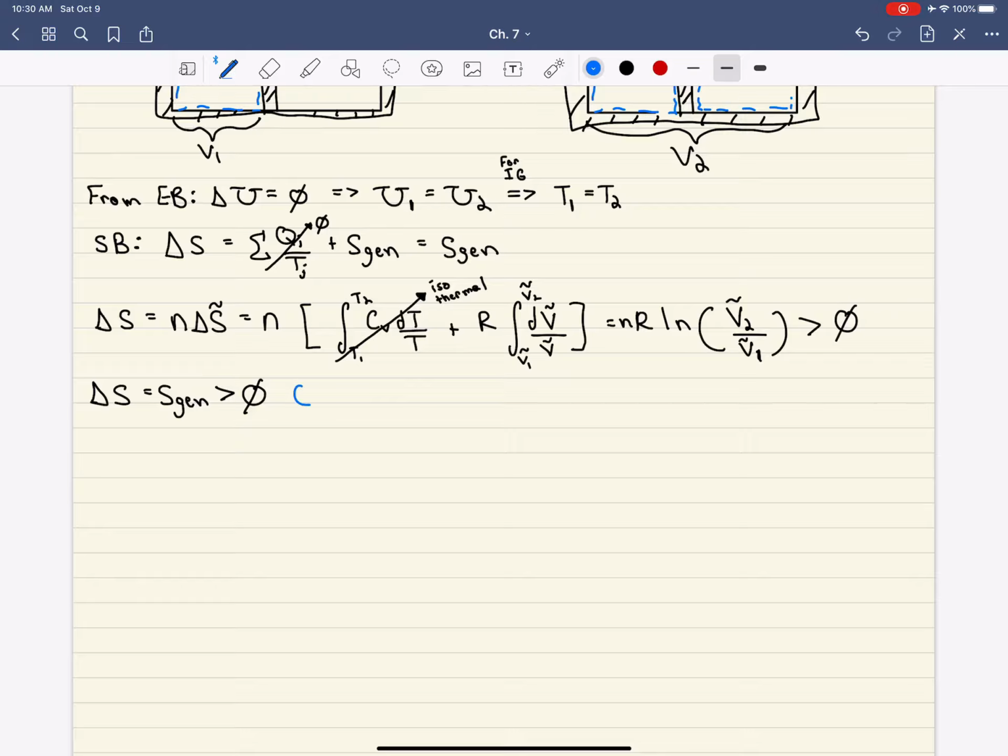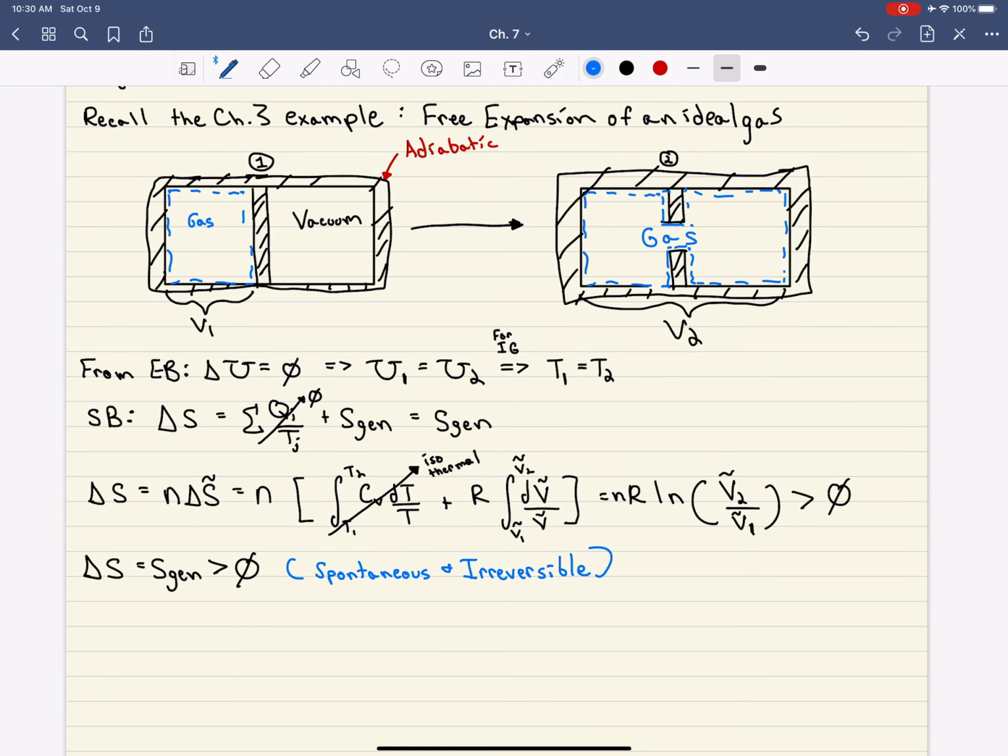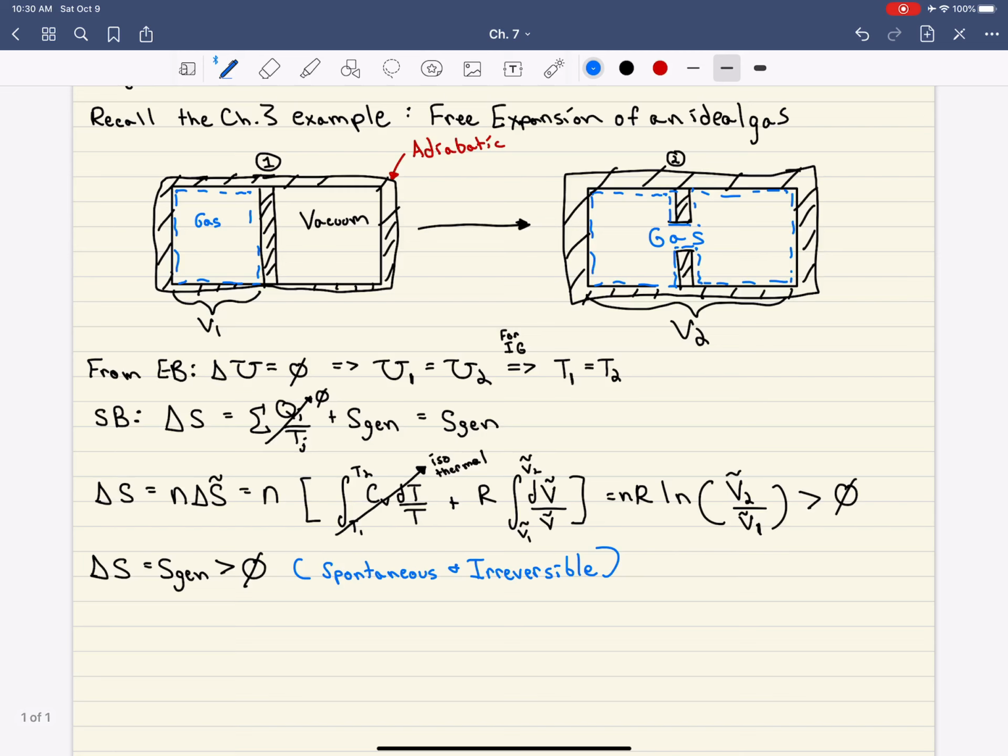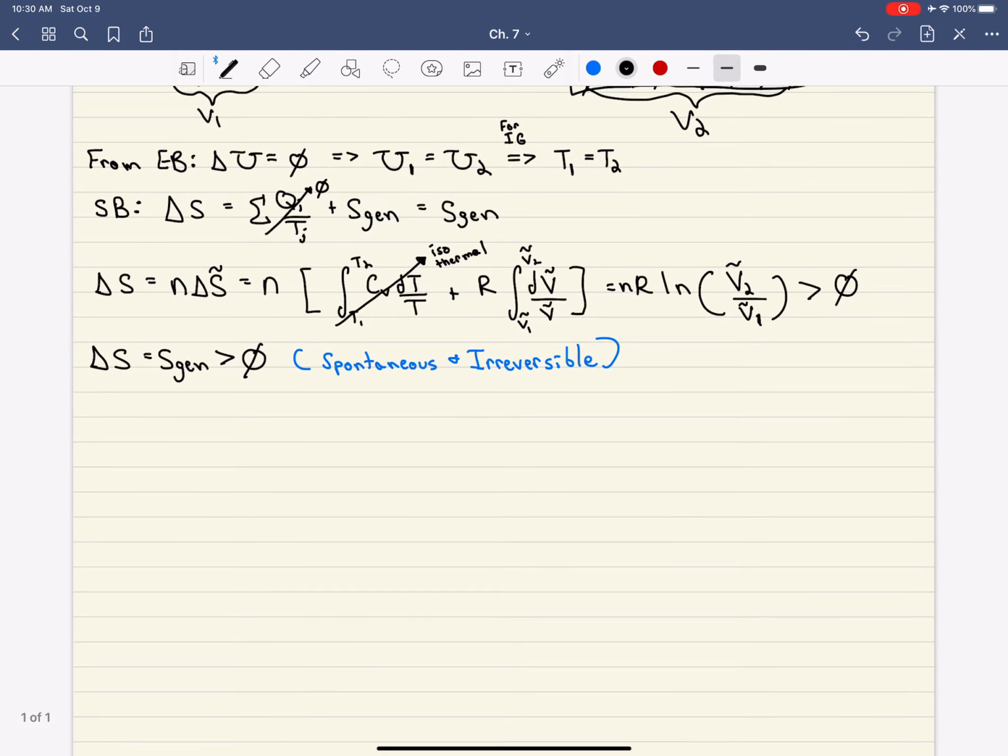And so if S gen is positive, that means what we're dealing with is a spontaneous and irreversible process. So this free expansion happens spontaneously, and it's an irreversible process. Okay? And so that's what we show from the entropy balance. If we poke a hole in that wall, the gas will spontaneously just expand to fill up both compartments. That's what the math tells us.